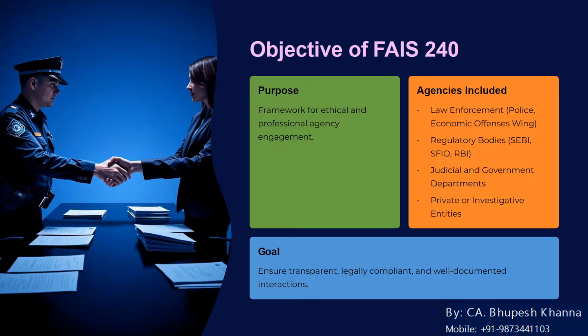First point is the objective of FAIS 240. It provides a framework for effective, ethical, and professional engagement with external agencies. These agencies could be law enforcement, e.g. police, economic offenses wing, regulatory authorities, e.g. SEBI, SFIO, RBI, judicial or quasi-judicial bodies, other government departments, and sometimes private or investigative entities. The goal is to ensure that the interaction is transparent, legally compliant, and appropriately documented.